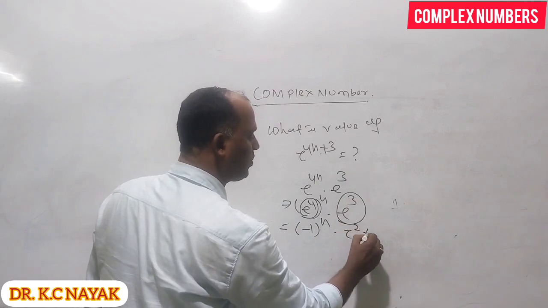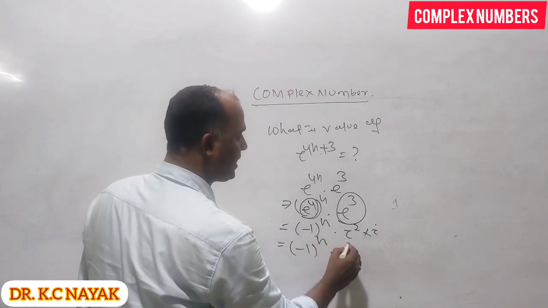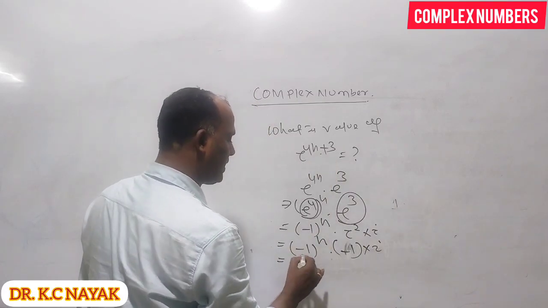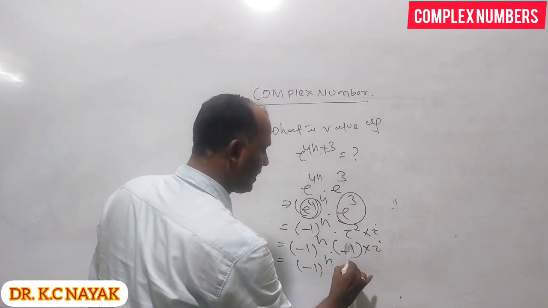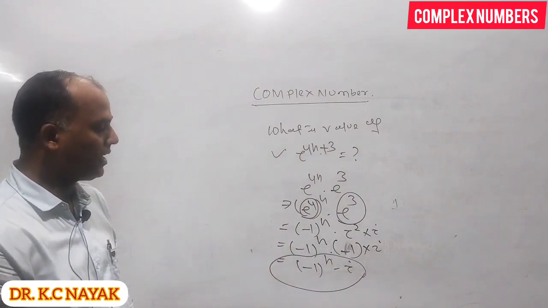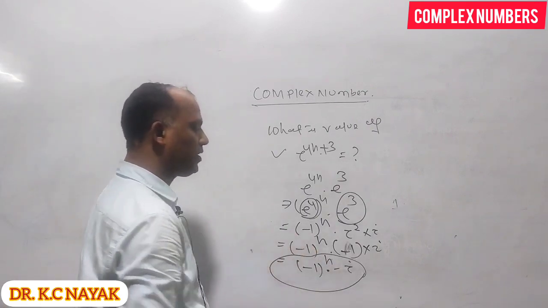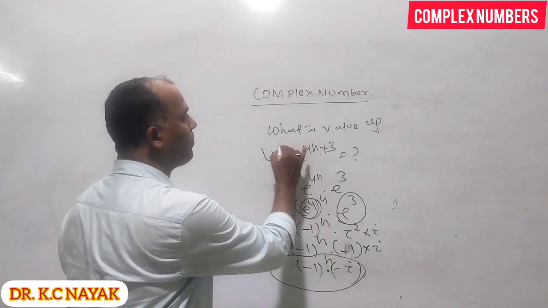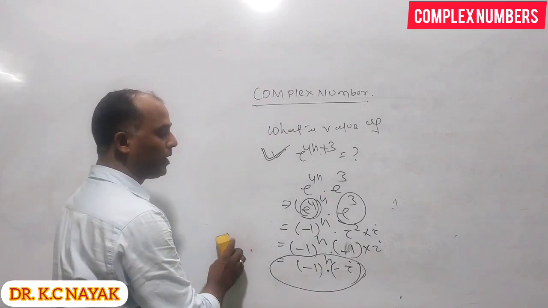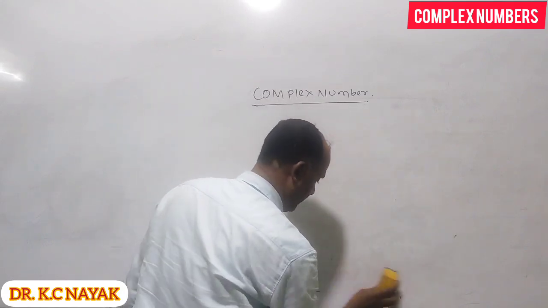i cube means i square into i. i square is equal to minus 1, so i cube is minus i. After simplification, i to the power 4n plus 3 is equal to minus i. This is the value of i to the power 4n plus 3. In this way, we can find the value of any integral power of i.